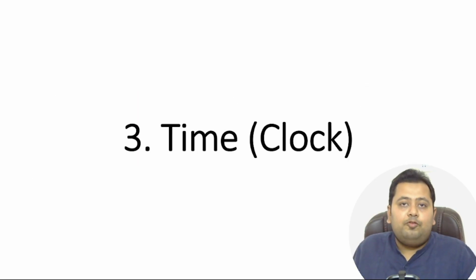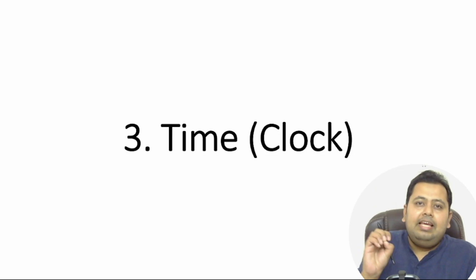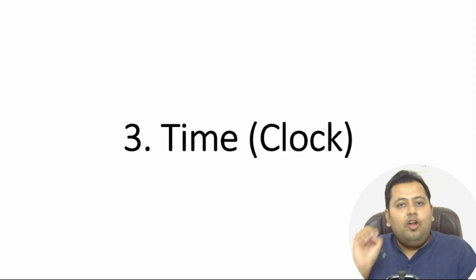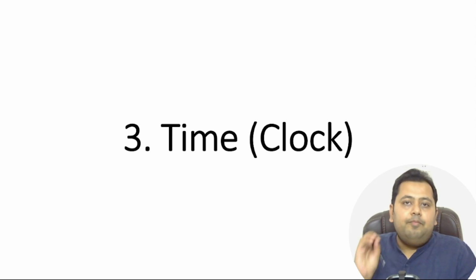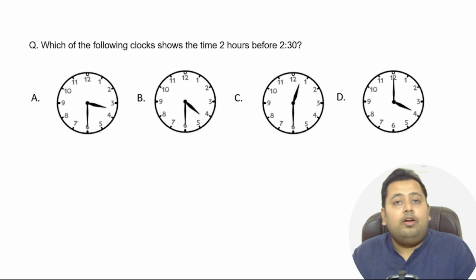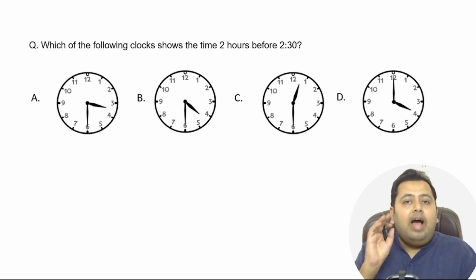Now the third type of question is time, that is looking at a clock and saying what time it is. Now this is where many kids actually go wrong. Learning to read an analog clock is very important, and many kids don't actually understand or are able to read these clocks, and that is why they go wrong here. So it is very important to have an understanding.